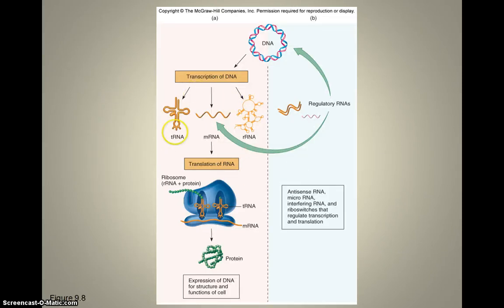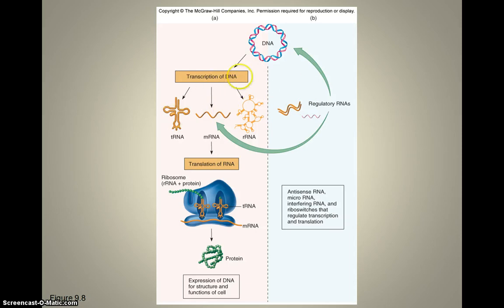So the types of RNA that we have are tRNA, mRNA, and rRNA, and they are going to play a role in transcription and then translation. We also have these regulatory RNAs. There's all sorts of names given for them that play a role in how all of this goes down, but we're not going to go into much detail about regulatory RNAs. Just know that there's some other RNA that helps in the process.